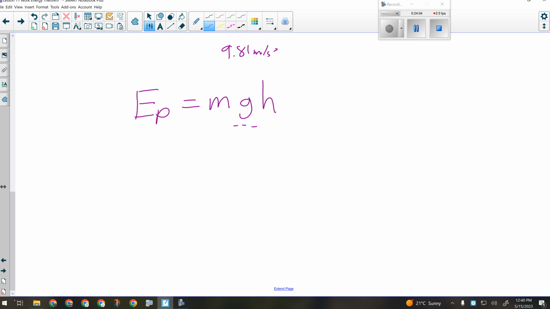So that's what you're going to use pretty much every single time. Okay? Unless I specify it's on the moon where gravity is 1.6 meters per second squared, or on Mars where it's 3.27 meters per second squared. It's going to be 9.81 because we're going to deal with stuff on Earth.